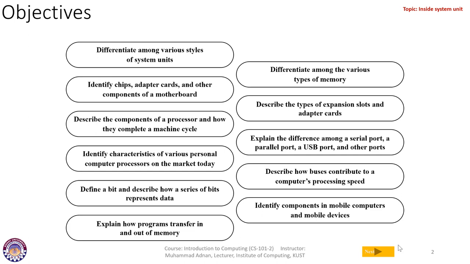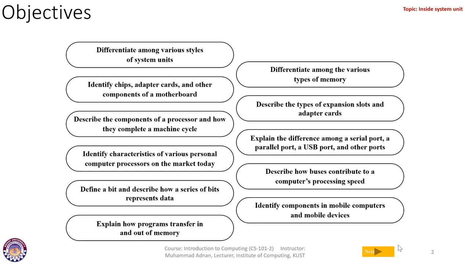We'll define a bit and describe how a series of bits represent data. Explain how programs transfer in and out of computer memory. We are going to differentiate among the various types of memory. Describe the types of expansion slots and adapter cards. Explain the difference among a serial port, a parallel port, a USB port and other ports. Describe how buses contribute to computer processing speed. And in the last, inshallah, identify the components in mobile computers and in mobile devices.